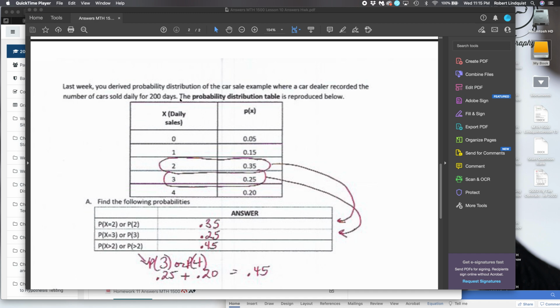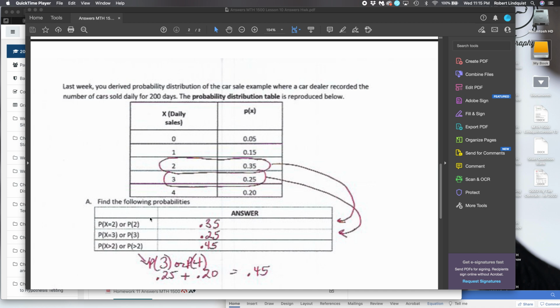And I think the thing that confused some students is this stuff about cars sold daily for 200 days. That's just where they got the data from. The 200 doesn't affect what the probability is. They could have done this over 100 days or over 900 days. They just used the data from those days to generate the table. It's the table that we're going to work with.